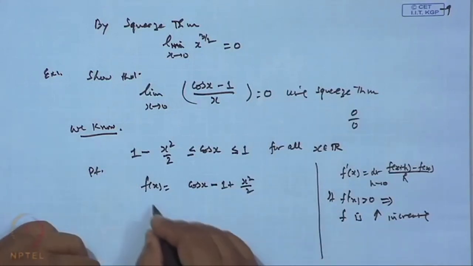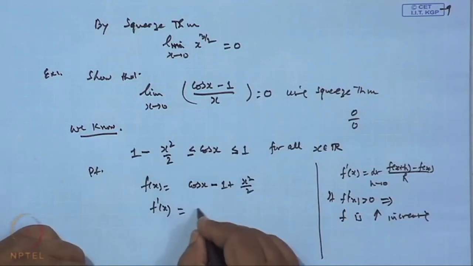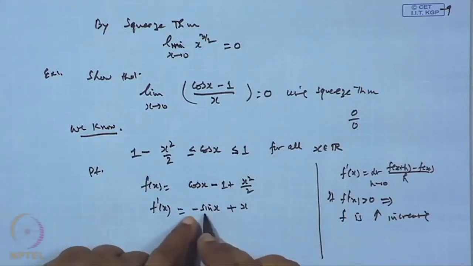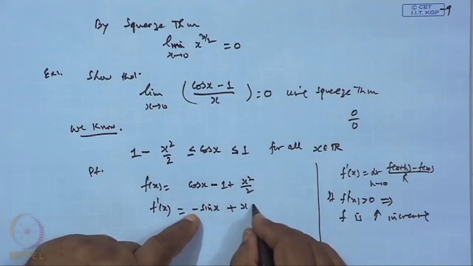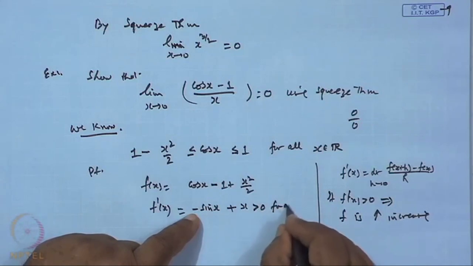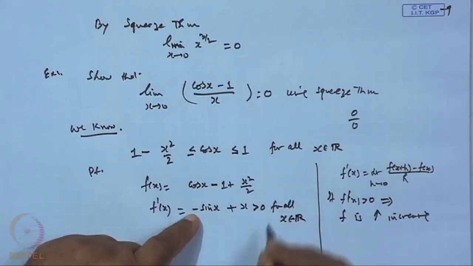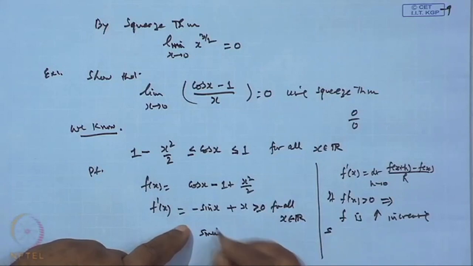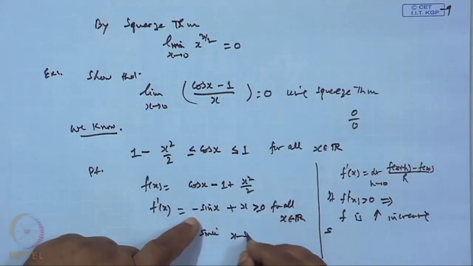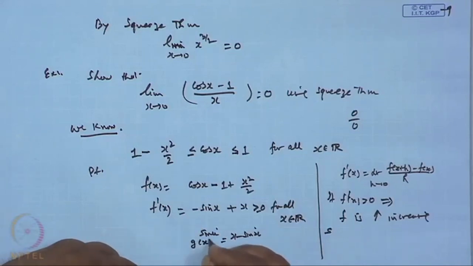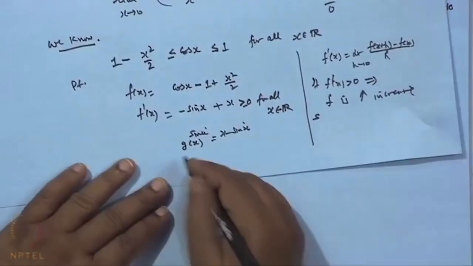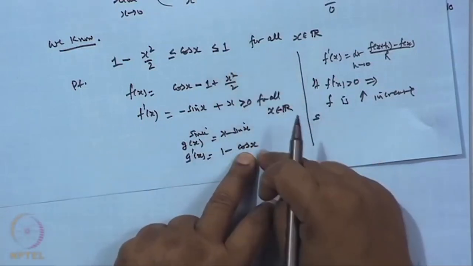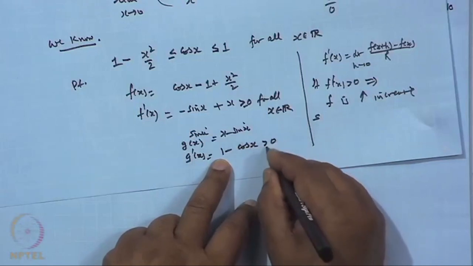Now, if I take the derivative of this, it becomes minus sin x plus x. Now, x minus sin x will always be positive for all x belonging to R, or may be equal to 0. Why? Since if I take x minus sin x as the function g x and differentiate it, we get g prime x equals 1 minus cosine x. The cosine x value will always be bounded by 1.